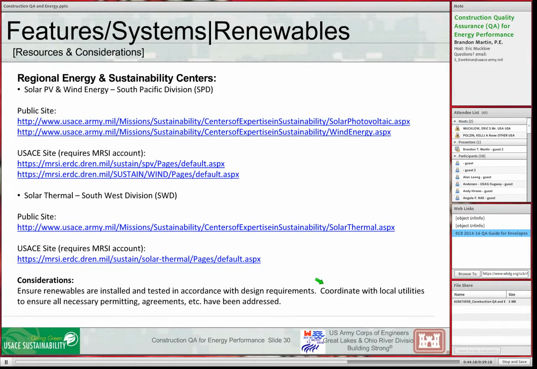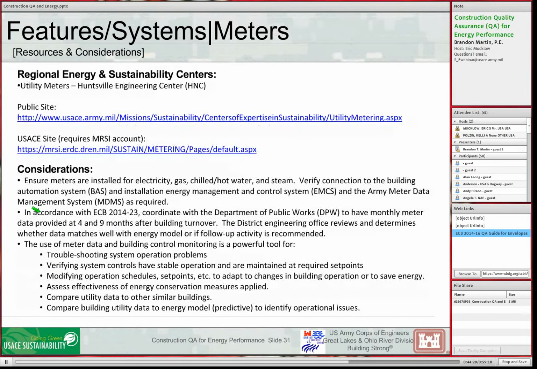We do have regional energy and sustainability centers for solar PV and wind energy. Their websites are here. There's also one for solar thermal at Southwest Division, and their websites are shown there also. And for meters, I believe the center is Huntsville Engineering Center. Here's the website. We need to make sure we have meters on all the required utilities and that those are connected to the Army Meter Data Management System and the EMCS as required.